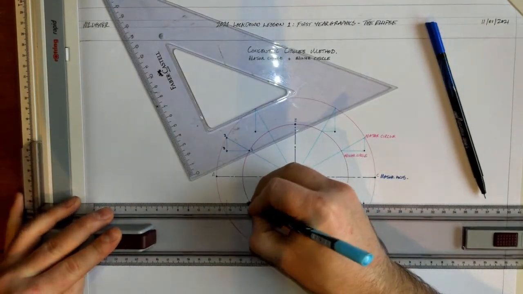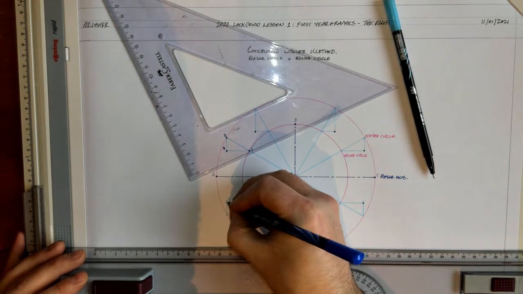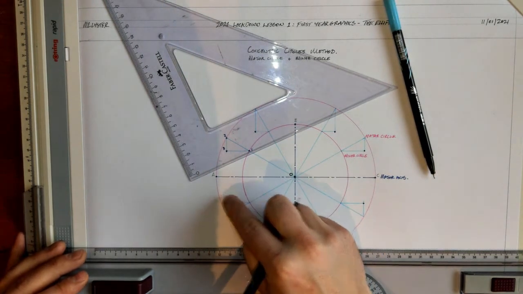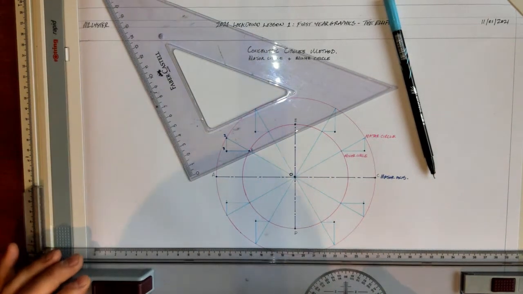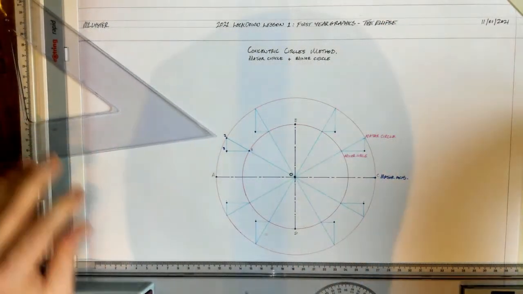And it doesn't matter if those lines are really long or overrunning, that's fine, so long as we get them to intersect, and that's a vertical line up and a horizontal line across. Can't be at any other angles. Okay? So now I have the points for the actual ellipse.